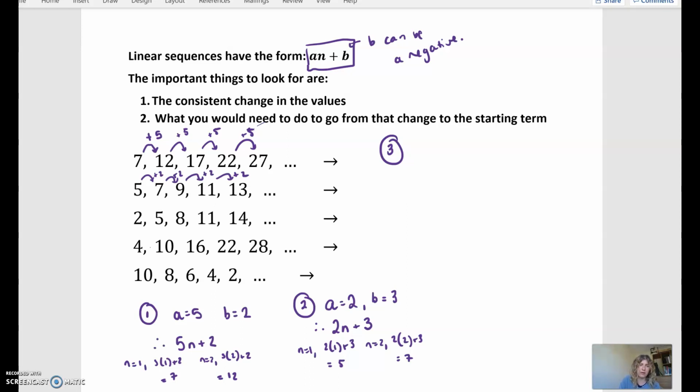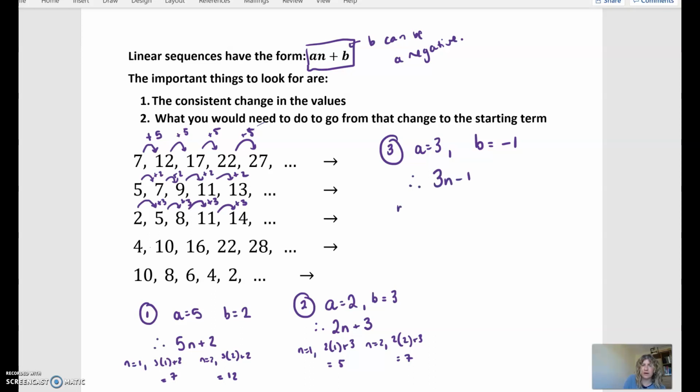Okay, so for the third one, we're going from 2 to 5, so we're increasing by 3. 5 to 8 by 3. 8 to 11 up by 3. 11 to 14 up by 3. So in this case, our a value is going to be 3. Okay. Now, a little bit tricky here because we're starting at 2. So to go from 3 to 2, we have added minus 1 to get to that starting point.